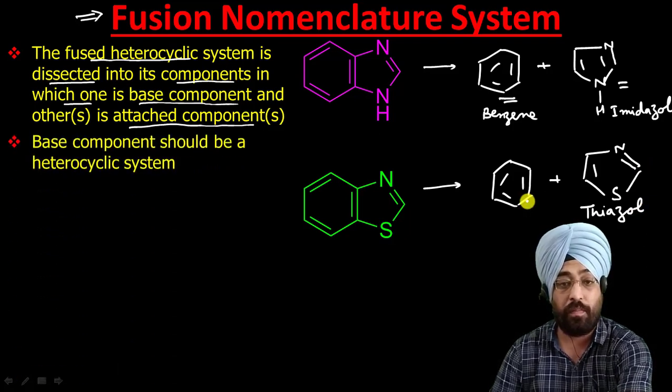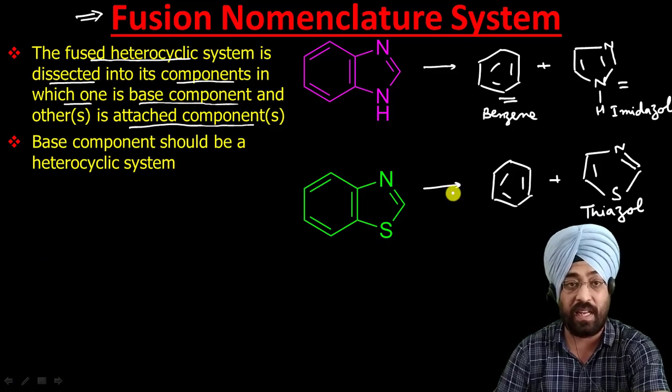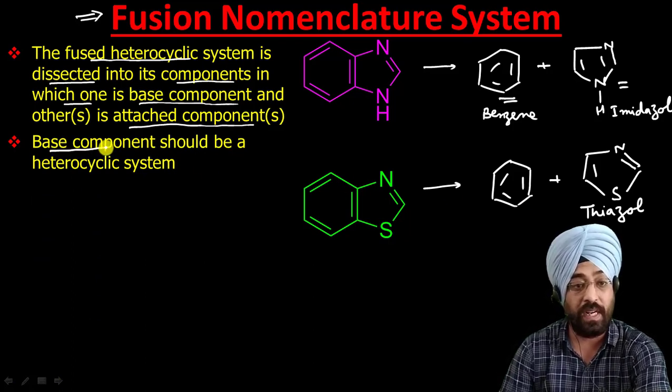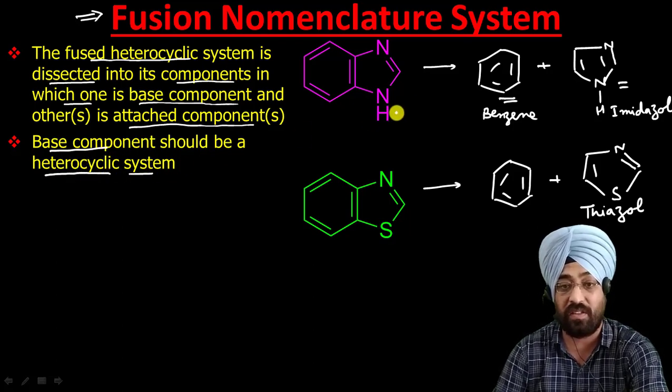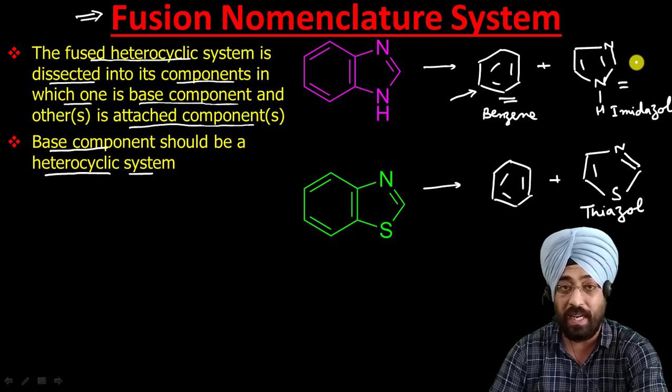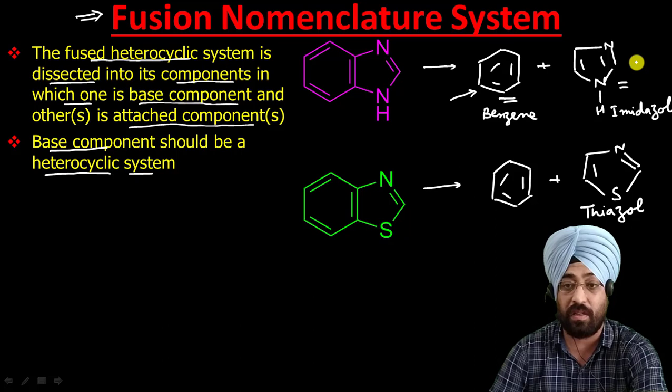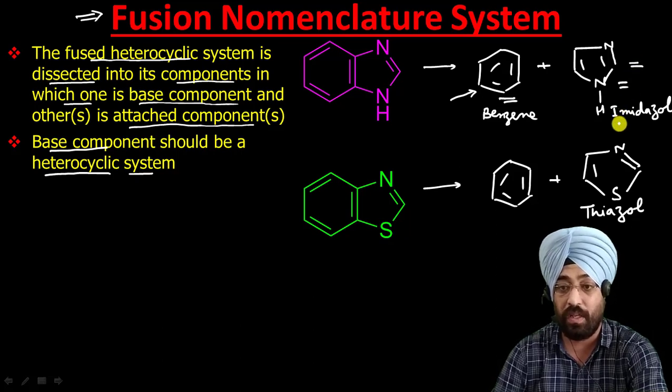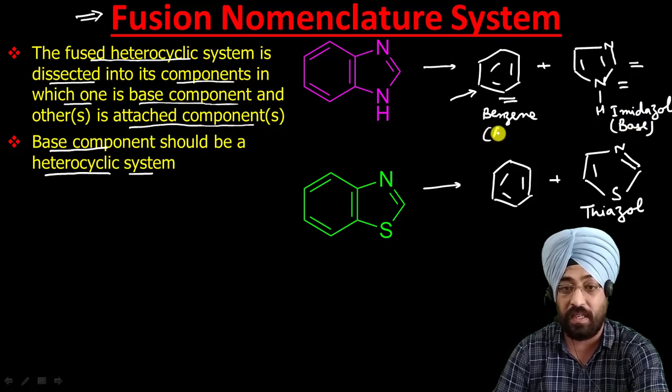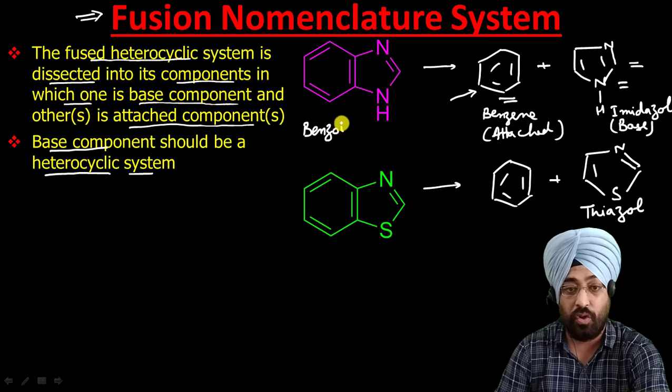Now out of these two components, one is the base and the second is the attached component. The base component is that component which is a heterocyclic system. In these two rings, this is a purely carbocyclic ring, benzene, because it does not contain any heteroatom. The ring with a heteroatom, or heterocyclic system, is imidazole. So in this compound, imidazole is the base component, and benzene we take as the attached component, and its name will become benzoimidazole.